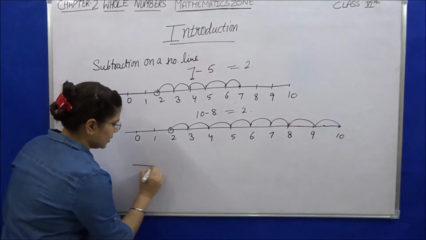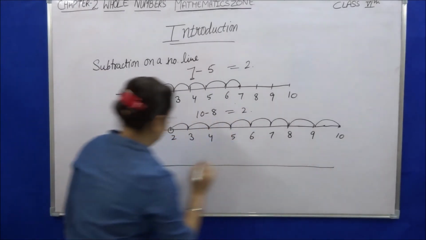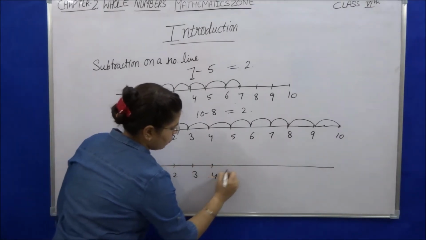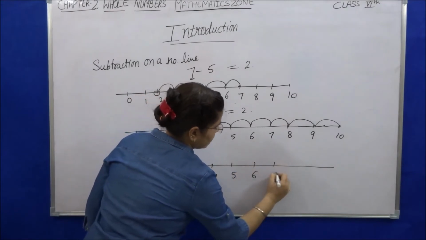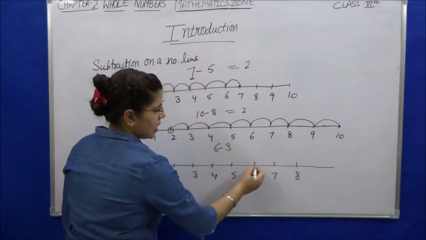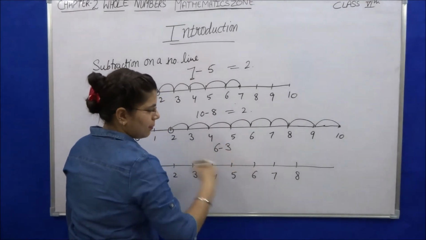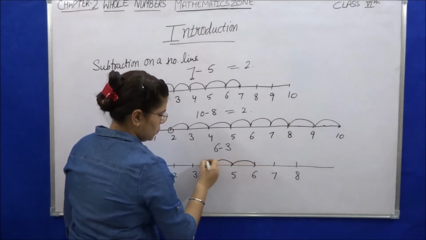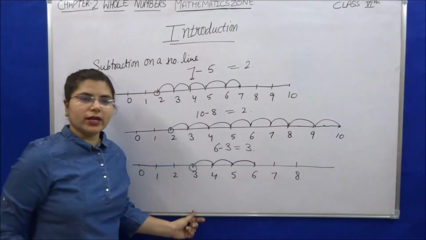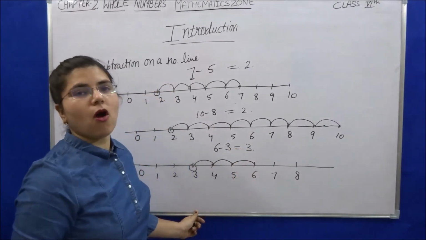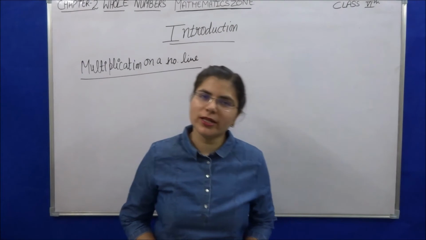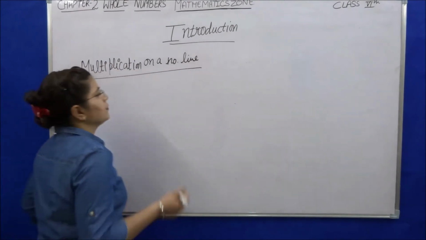Now let us consider one more example. 0, 1, 2, 3, 4, 5, 6, 7, 8. Now let 6 minus 3. Starting from 6 and move 3 steps back: 1, 2, 3. So our answer will be 3. So in this way we can represent the subtraction of two numbers on a number line. That's all. Now let us do multiplication on a number line.